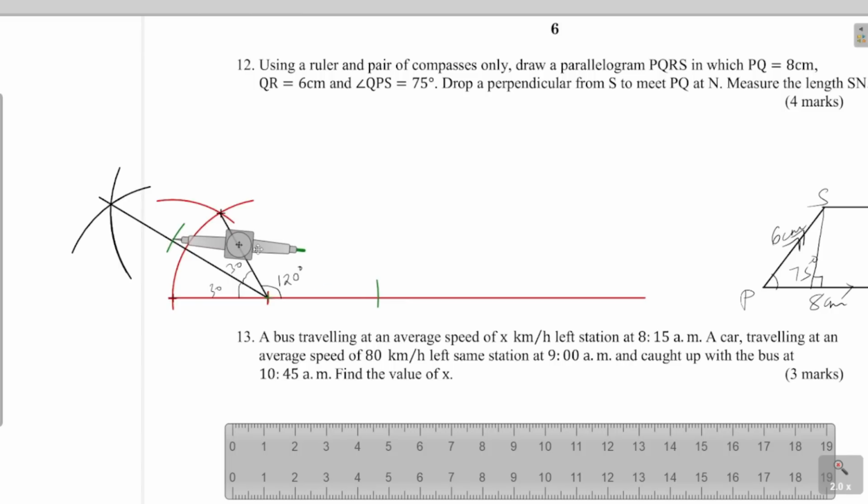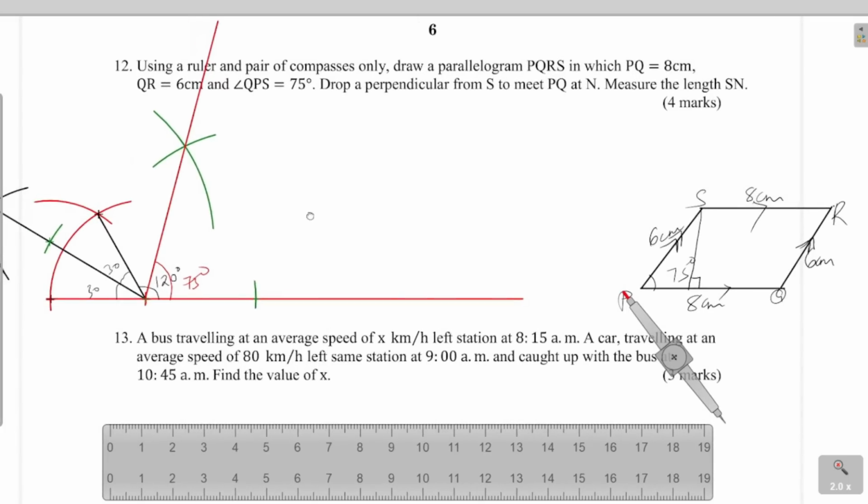Standing on this arc again, you can mark an arc there, and then with the same radius at that point, cut that arc. Now the straight line that I'm going to draw from this point, connecting that point, will be 75 degrees. So the whole of this angle here is 75 degrees. I already have 75 degrees.